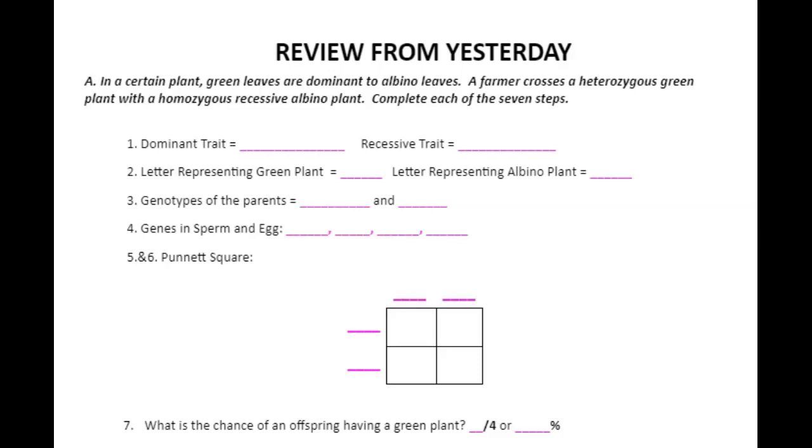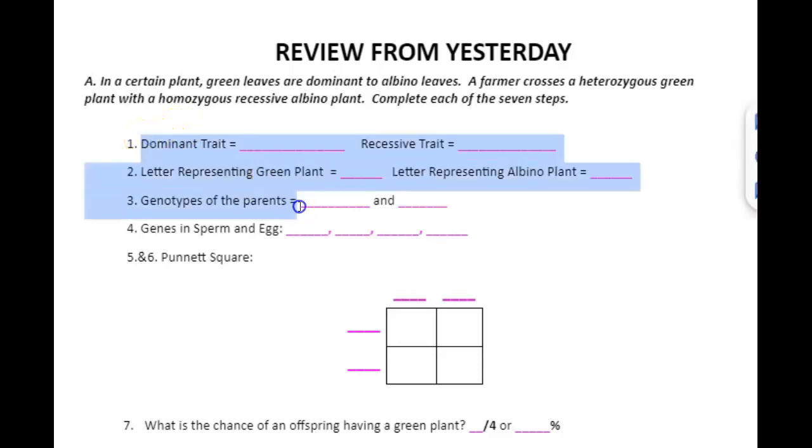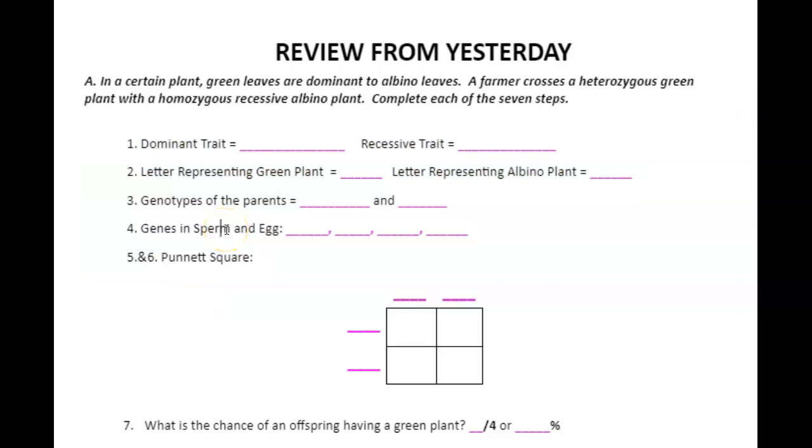All right, I'm going to walk you through this review problem from yesterday. In a certain plant, green leaves are dominant to albino leaves. A farmer crosses a heterozygous green plant with a homozygous recessive albino plant. Now, I am giving you the steps here, so it is a little bit easier than the one that we did in class that was all blank. Online is just a little easier if I give you these blanks.